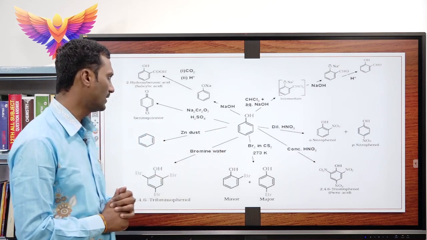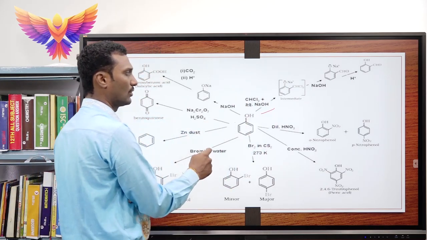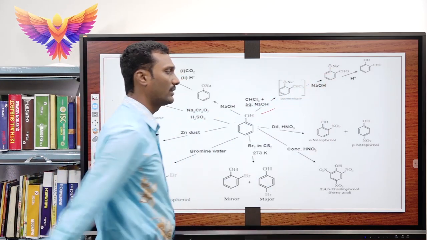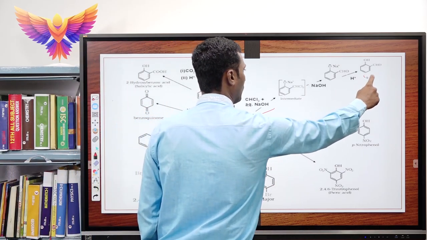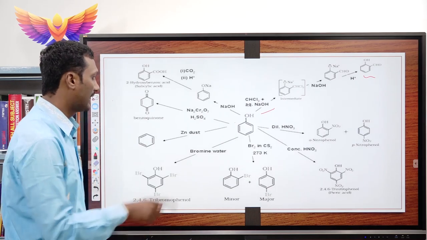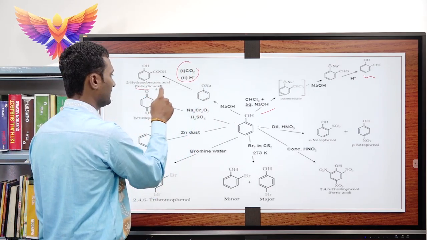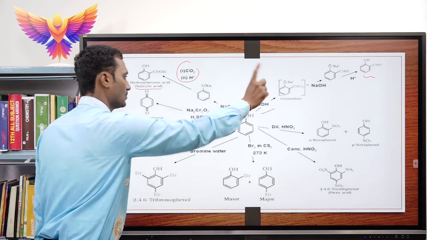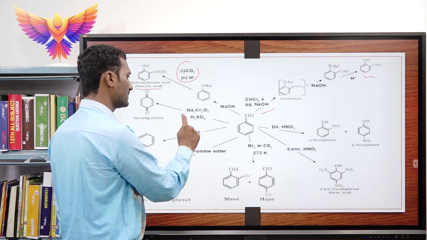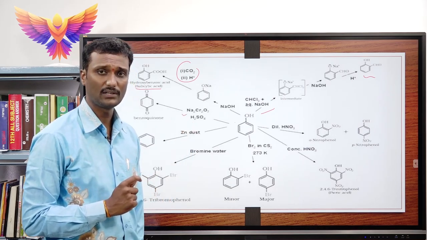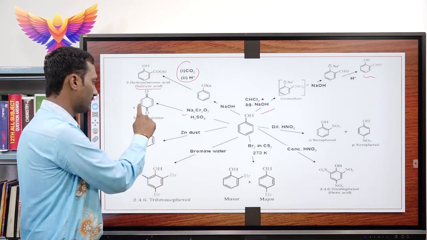So the first one is phenol. Now what we learned, the chloroform, right? The chloroform reaction is the Reimer-Tiemann reaction, where salicylaldehyde is obtained. Again, when we use carbon dioxide, we get salicylic acid. Yes, these two reactions we just learned. And also when you use an oxidizing agent such as sodium dichromate in the presence of acid, you will get benzoquinone.